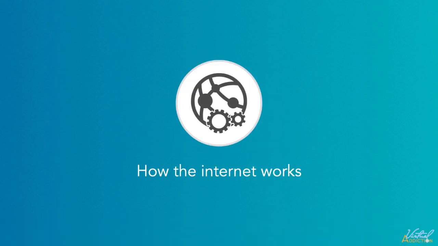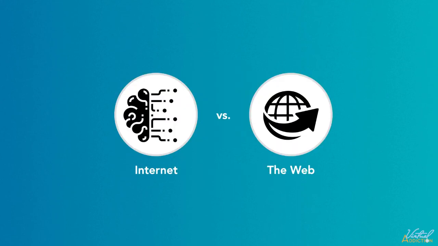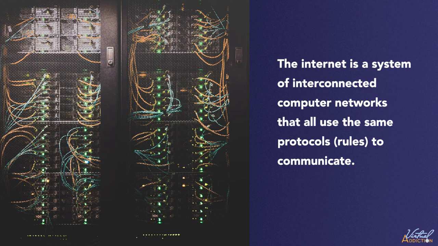Today we're going to be talking about how the internet works and what the difference is between the internet and the web. I want you to know that the internet is not the same thing as the World Wide Web. Although these terms are often used interchangeably, they are actually two very different things. The internet is a system of interconnected computer networks that all use the same rules, known as protocols. The protocols allow the computer networks to talk to one another.